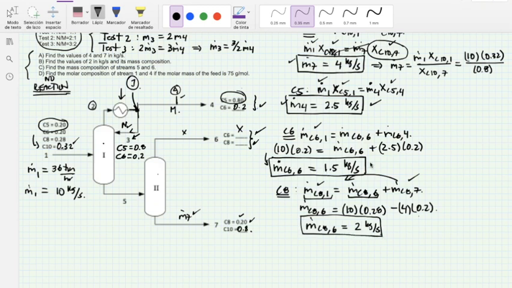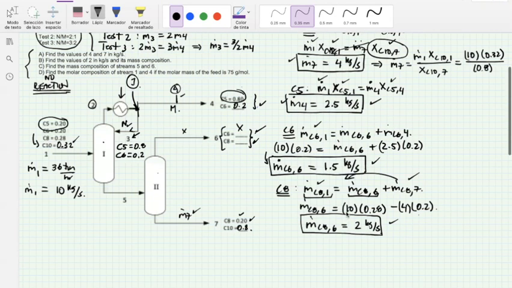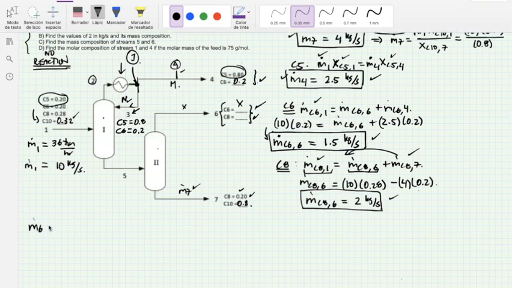Now check. I already have this MC6 at 6, and I have this MC8 at 6. Therefore, those are the only ones happening at 6, so I can get the total M6. Total M6 is going to be just the contribution of C8 plus the contribution of C6. Since I already have those numbers, I will just add 2 plus 1.5, which will give me 3.5 kilograms per second. Okay, so I already have this M6, and I'm very happy about it.